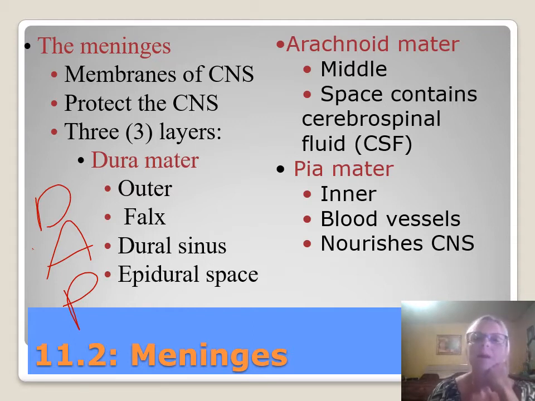The pia mater is thin meninges that's attached to the surface of the brain. It has lots of nerves and blood vessels which nourish the cells of the brain and the spinal cord. And then we can have inflammation of the meninges, and you probably already have heard of meningitis. That is the inflammation of the meninges. This typically occurs or affects the arachnoid mater and the pia mater, okay, but not the dura mater. So that's important as well.